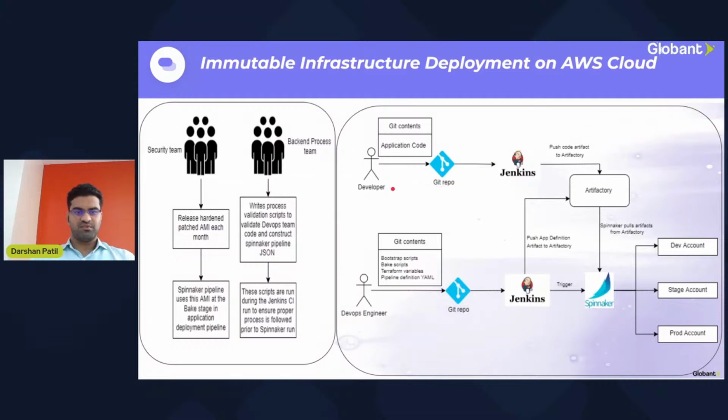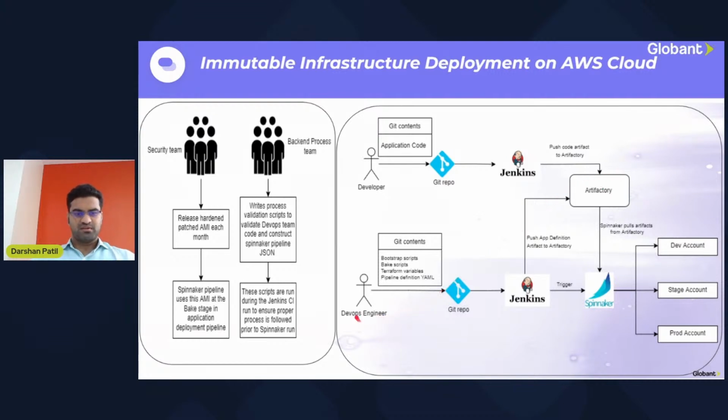So you have a DevOps engineer, a developer who will commit the application code in the Git repo. Once it is in Git repo, Jenkins CI build will run. It will build your application and zip it and store it in some artifactory. So it could be anything. So I'm choosing artifactory here.